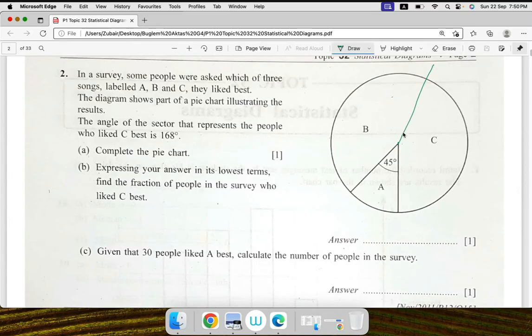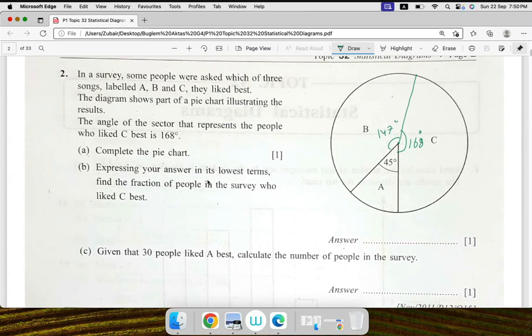So this is 168, and it would be a bit more than that. So this is 168. Complete the pie chart. 168 done. So 360 minus 168 minus 45. This is 147.